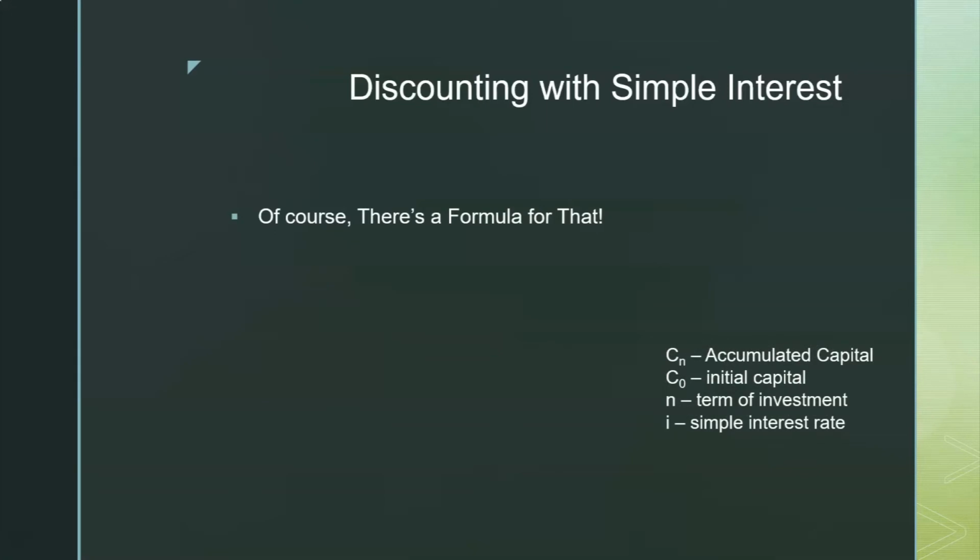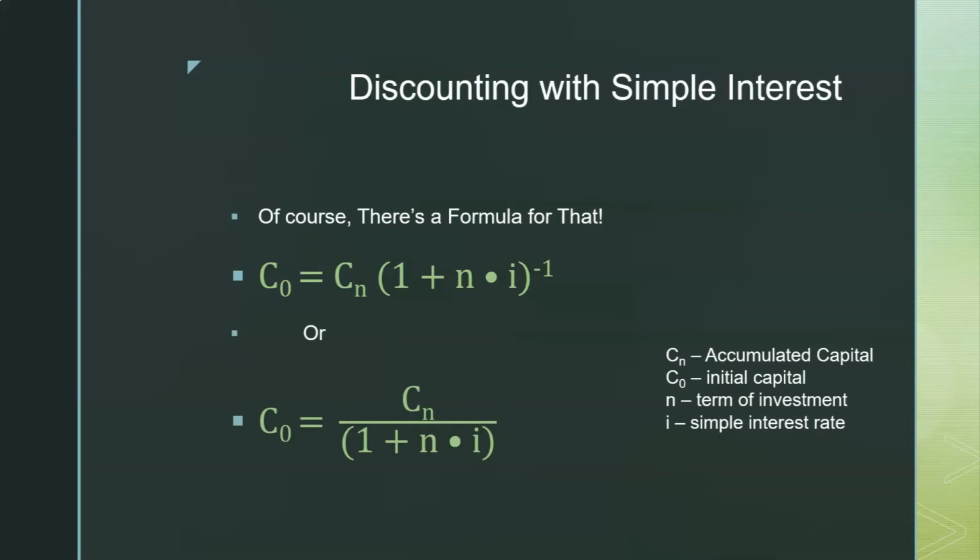Of course, thankfully, there's a formula for that. C0 is equal to Cn times 1 plus n times i to the exponent negative 1. Remember, in exponents, when you've got a negative, that's the same as saying 1 over whatever you've got there. So C0 is also the same as saying Cn divided by 1 plus n times i.